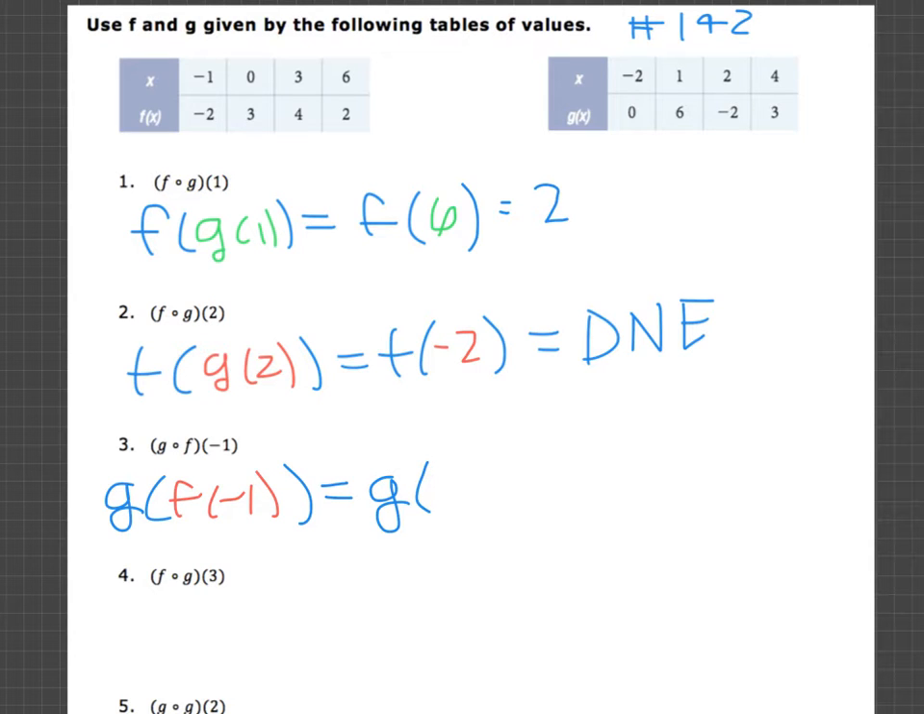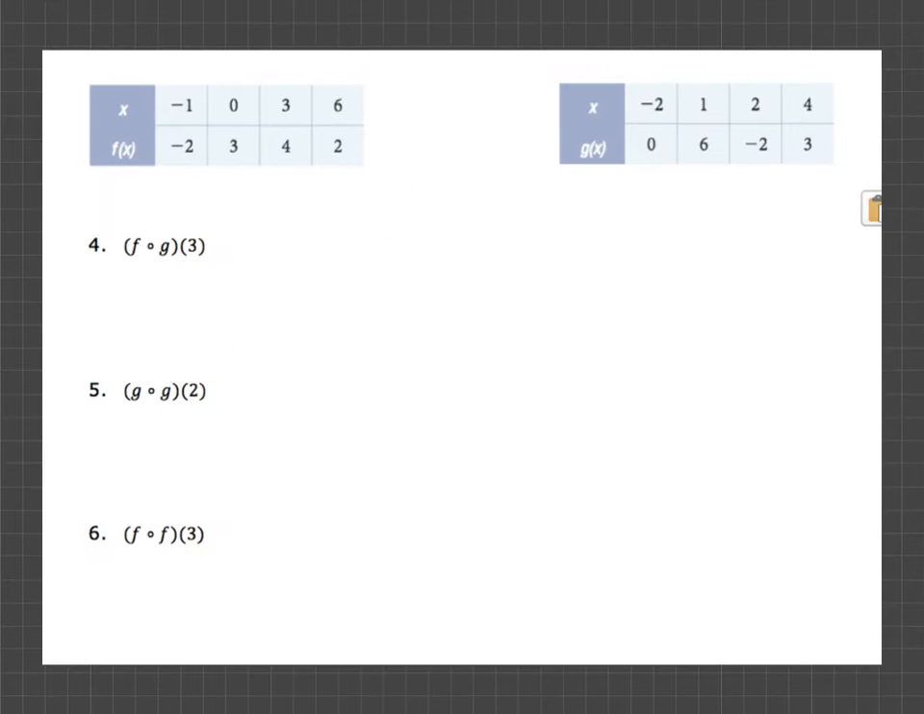So we go over here, there's x equal to -1, f is -2, so we plug in a -2 there. And now we look at g and go to where x is -2, and that gives us a g function value of 0. So our result here is 0.